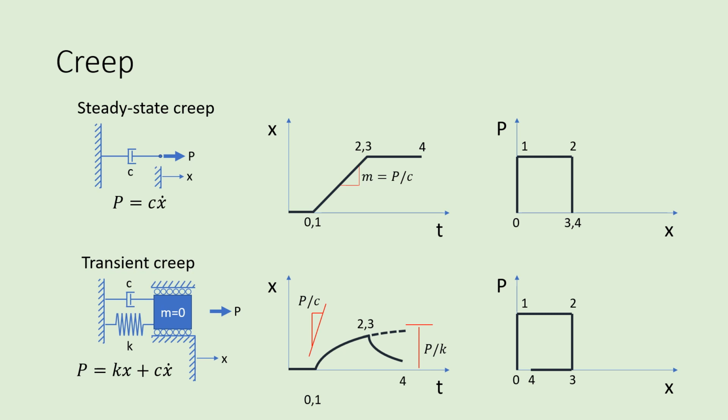Here, the maximum rate at which displacement can increase with respect to time is limited by the ratio of force P to the dashpot constant C. And the maximum displacement that can occur, if the force is applied for an infinite amount of time, is the force P divided by the spring constant K.